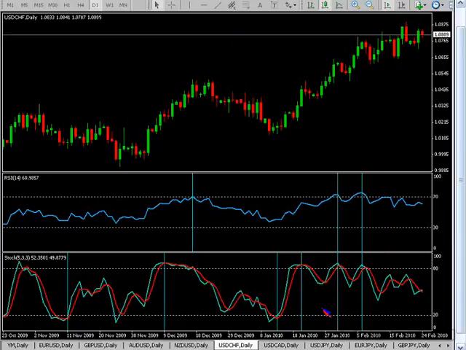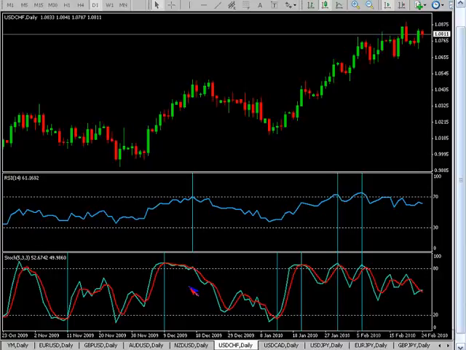Okay. How many slow stochastic trade signals did they give us? 1, 2, 3, 4, 5, 6. 6 trade signals in the past 4 months. Slow stochastics. RSI, how many trade signals? 1, 2, 3. The slow stochastic indicator generated twice as many trade signals as the RSI. And as far as I'm concerned, twice as much probability that we could have had losing trades.